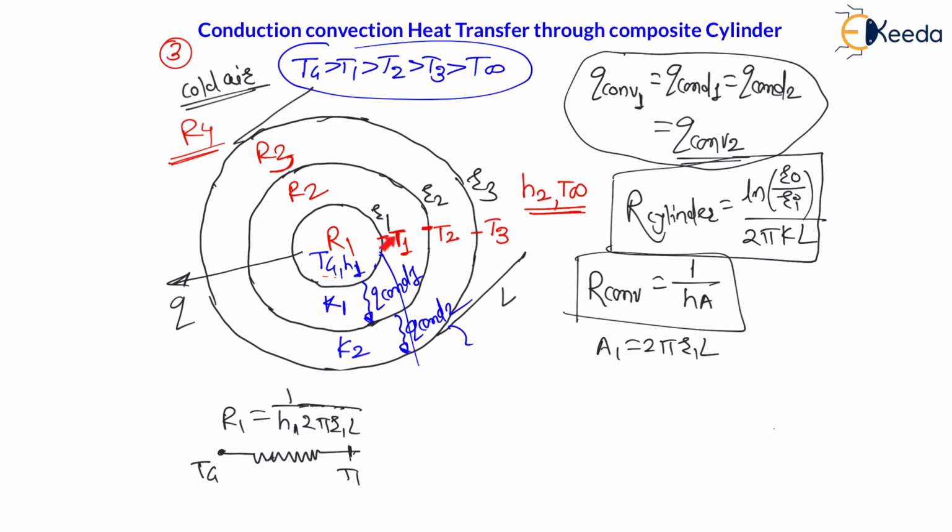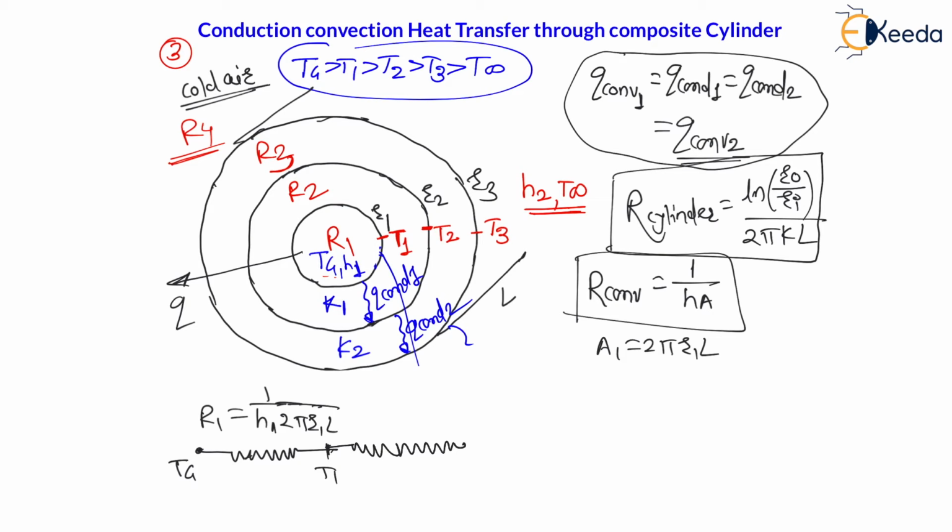Then between T1 and T2 there is the conduction resistance of the cylinder, which is given by ln of outside radius divided by inside radius, divided by 2 pi KL. For this first cylinder, the outside radius is R2, the inside radius is R1 and the thermal conductivity is K1. Therefore between T1 and T2 there will be R2, which is nothing but ln of R2 divided by R1, divided by 2 pi K1 L.